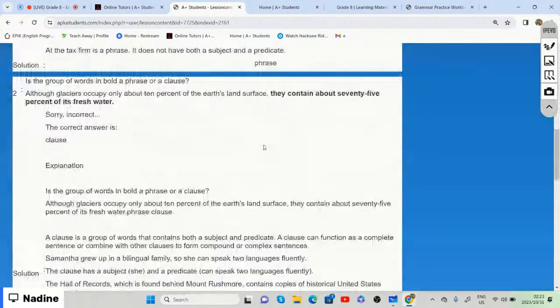Is the group of words in bold a phrase or a clause? Although glaciers occupy only about 10% of Earth's land surface, they contain about 75% of its fresh water.